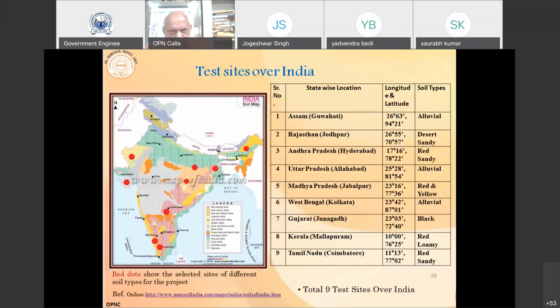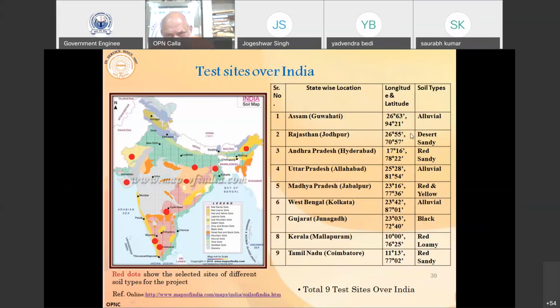Now I'm showing you the actual experiment that we did, which was the project of the MoES, Ministry of Earth Sciences. There we had taken 9 states. You see here, starting from Assam, Rajasthan, Andhra Pradesh, Uttar Pradesh, Madhya Pradesh, Bengal, Gujarat, Kerala, and Tamil Nadu.